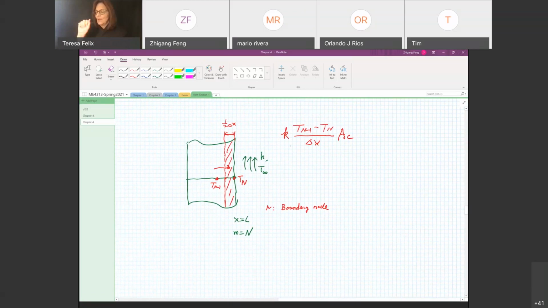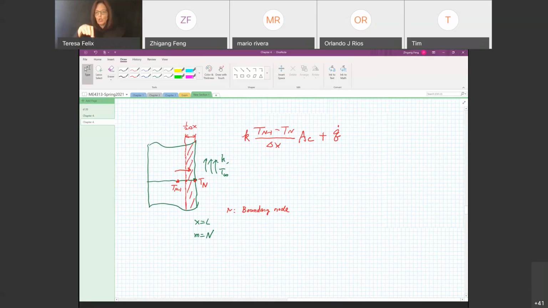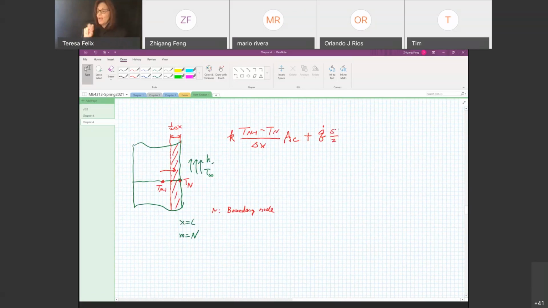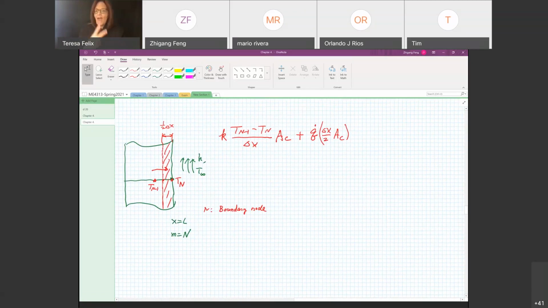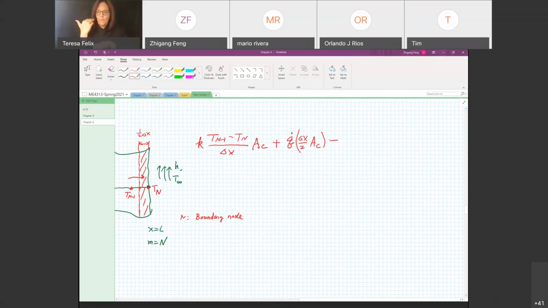So this is the conduction heat transfer rate into the control volume, plus the heat generation, which is Q dot. Now the volume is 1/2 delta x multiplied by A sub C, so it affects the volume. It's half of the volume that we had earlier. And this is equal to, minus the heat transfer rate leaving the control volume by convection.